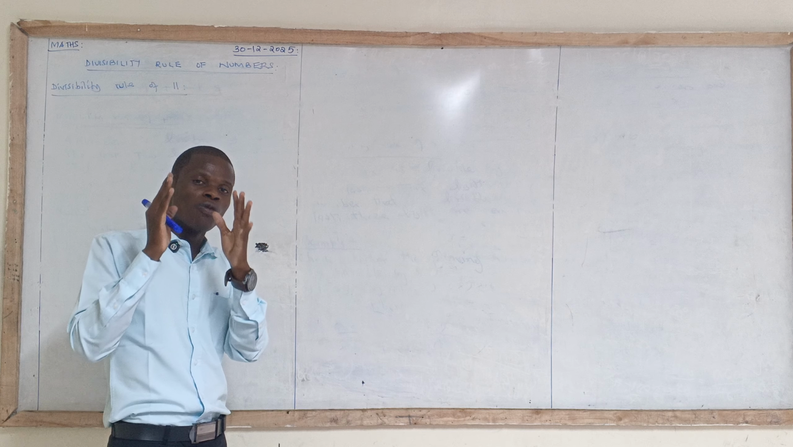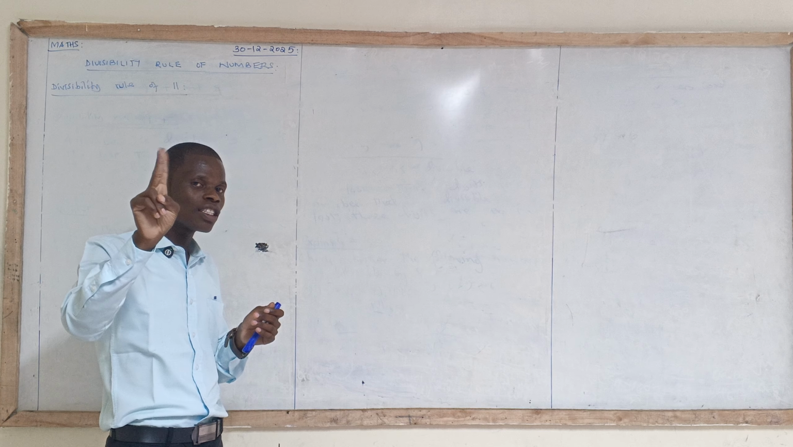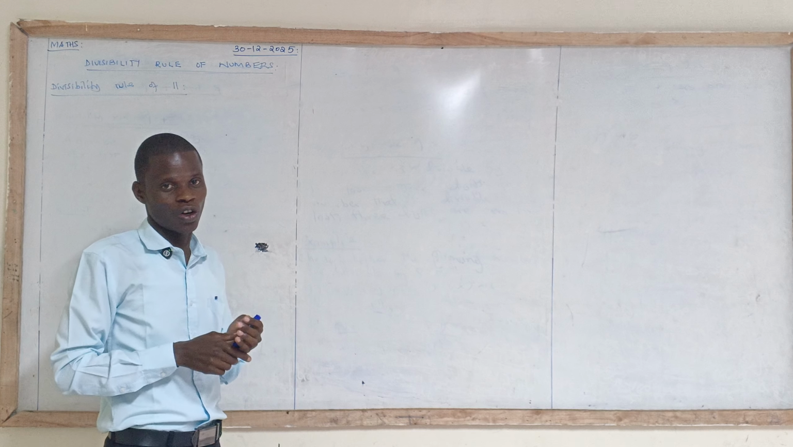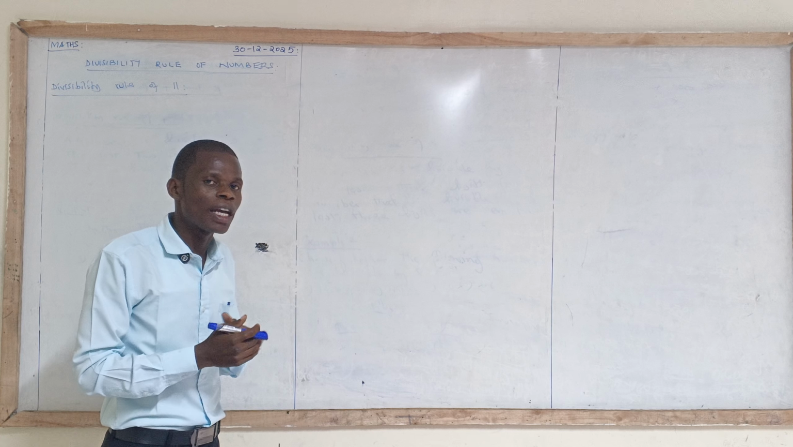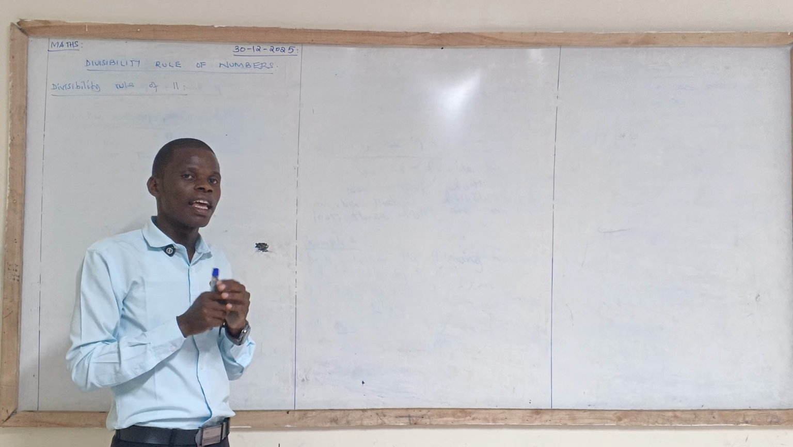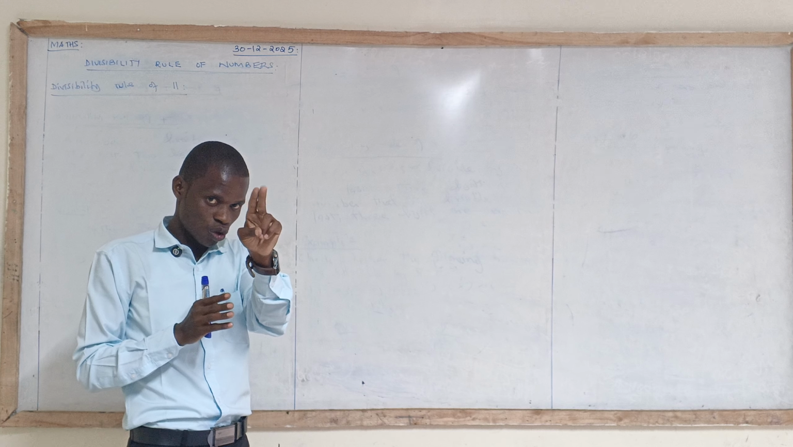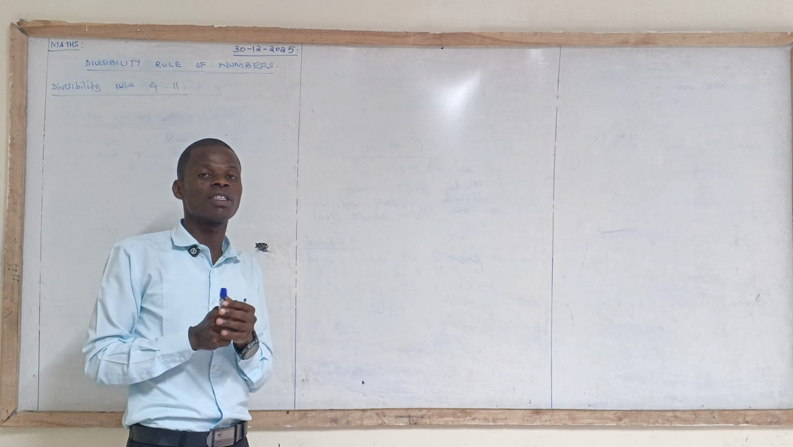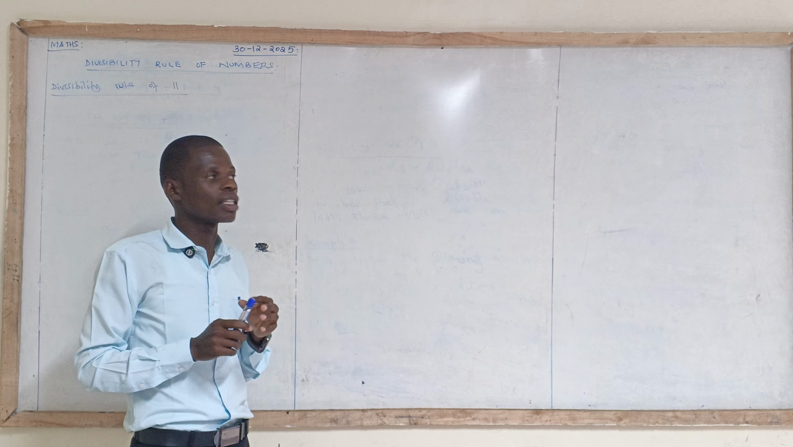Now, by 4, we say that a number is divisible by 4 if the number formed by the last 2 digits is divisible by 4, or if the last 2 digits are zeros. When is a number divisible by 5? The last digit is 0 or 5. Good. When is a number divisible by 6? A number is divisible by 6 if it is divisible by both 2 and 3. So it must be divisible by both 2 and 3 for it to be divisible by 6.